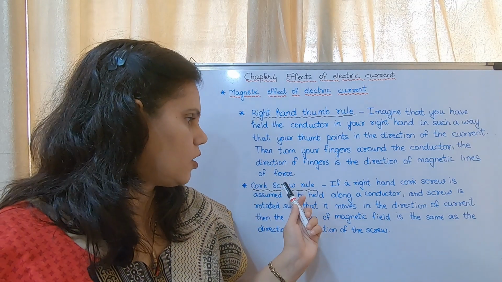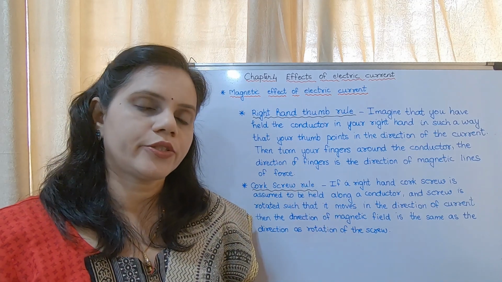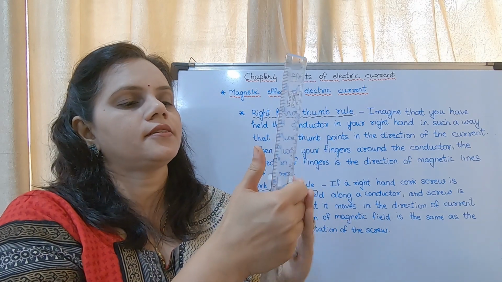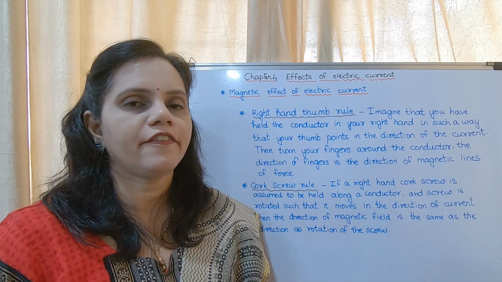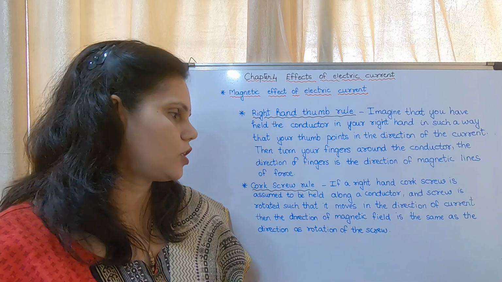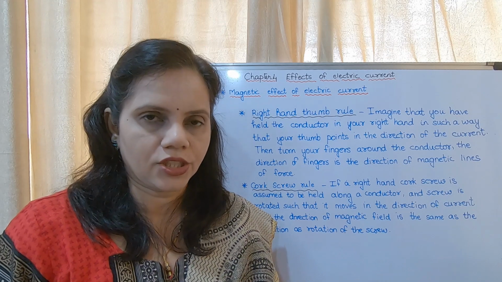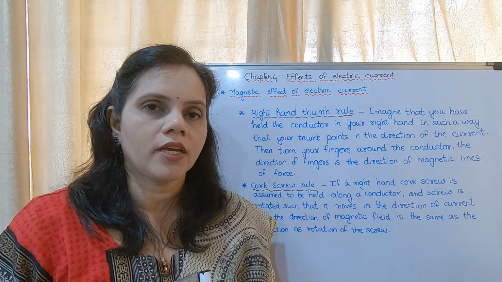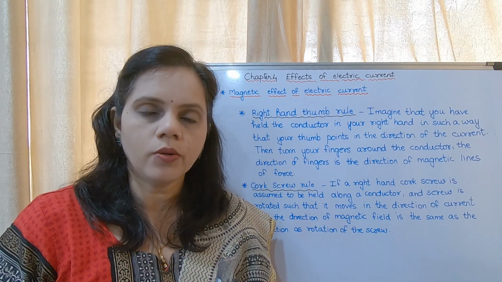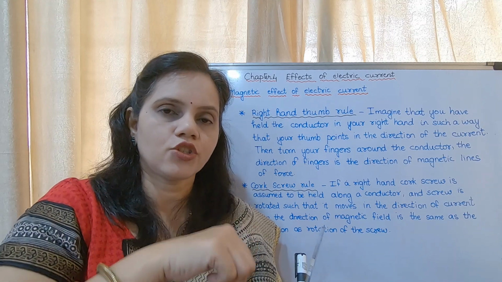Now we will see the corkscrew rule. Both these rules are the same. Both these rules state that if this is the direction of the current, this will be the direction of the magnetic field. If a right hand corkscrew means you are moving in the right hand direction. Have you seen a corkscrew? For opening wine bottles we use a corkscrew. There is a handle and a nail-like part which has a screw below it.